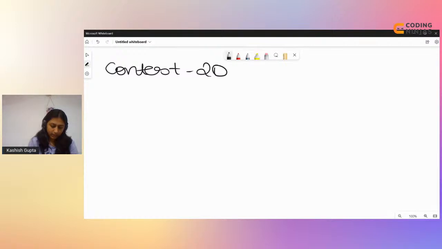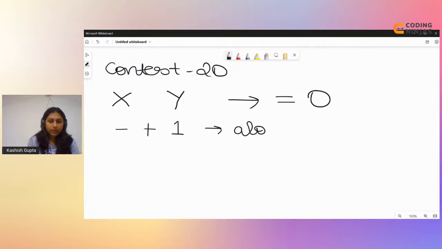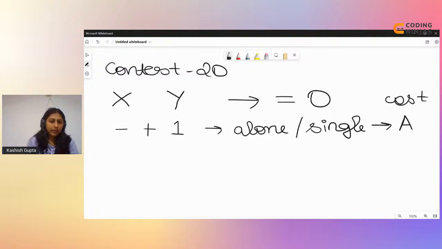So the question says you are given an x and a y. You have to ultimately make them equal to 0. The operations you can do any number of times is you can decrement or increment by 1. If you do this to a single integer, that is, if you decrement x by 1 or y by 1 or increment them, the cost will be a. And if you increment or decrement them by 1 both together, then the cost will be b, and we have to find the minimum cost.